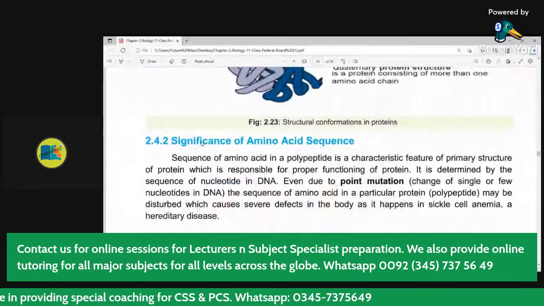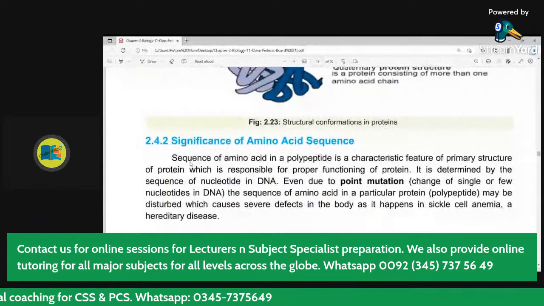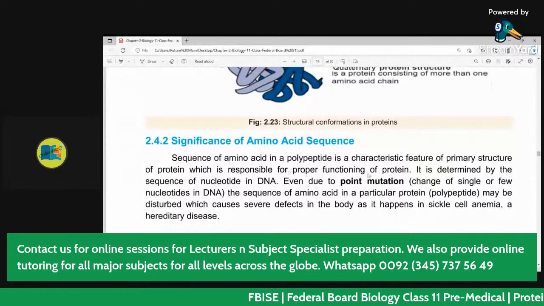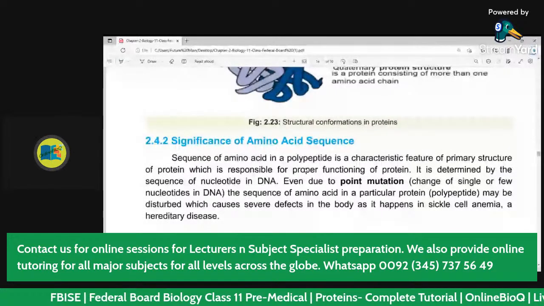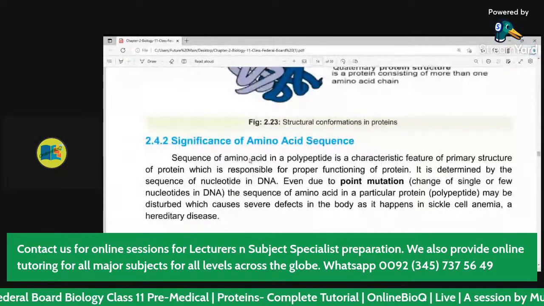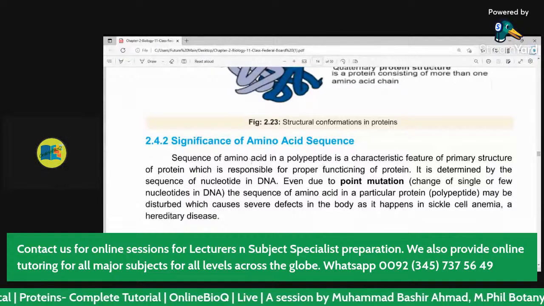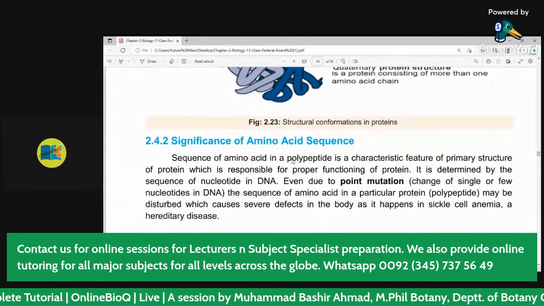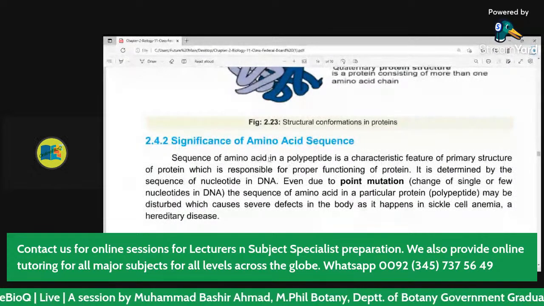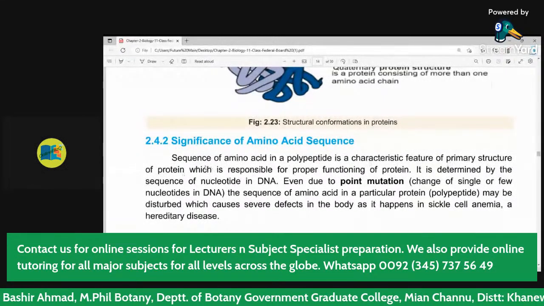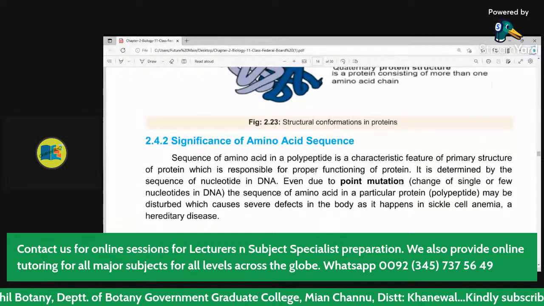Significance of amino acid sequence. The sequence of amino acids in a polypeptide is a characteristic feature of the primary structure of proteins, which is responsible for proper functioning of the protein. Amino acids are present in a specific sequence and number in a polypeptide chain. So this specific sequence and number of amino acids is a characteristic feature of primary structure of proteins, and this is responsible for proper functioning of proteins.